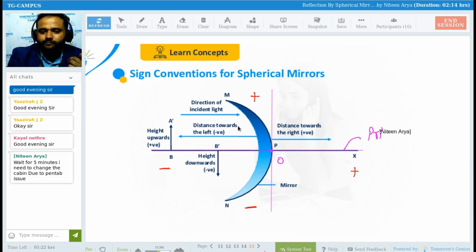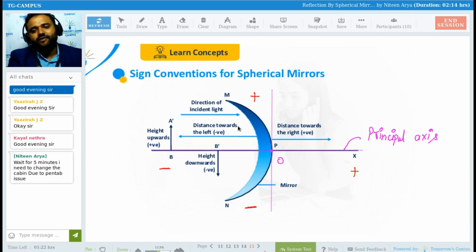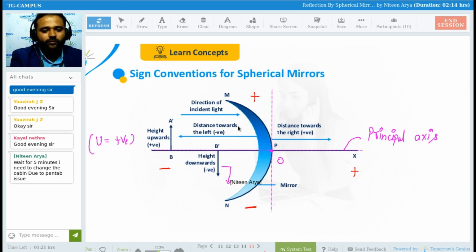This is my principal axis. And this is your pole taken as the origin. So everything on the right hand side is taken as positive, everything on the left hand side is taken as negative. Height of the object is taken as positive because it is going to be upward. Height of the image, that is a real inverted image. Real inverted. What is the meaning of inverted?